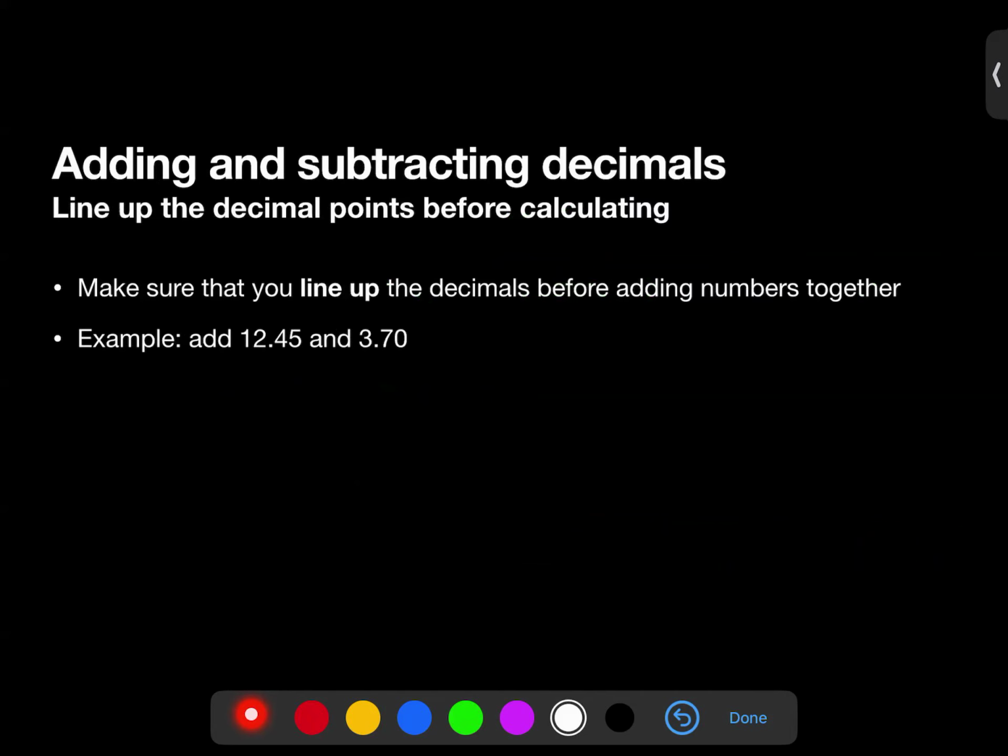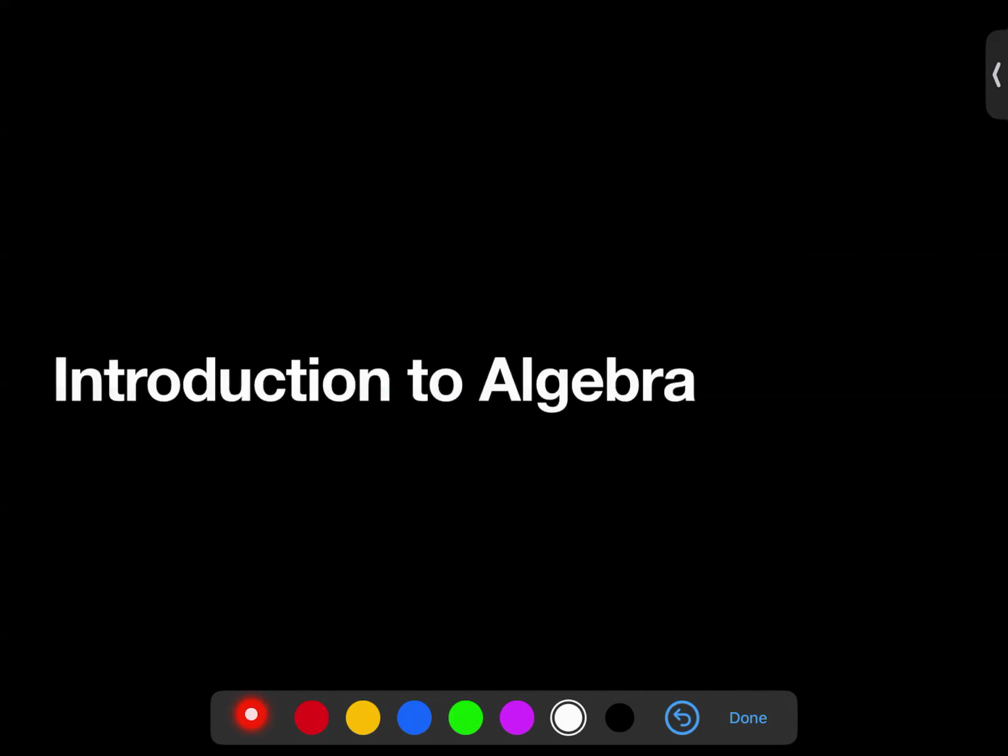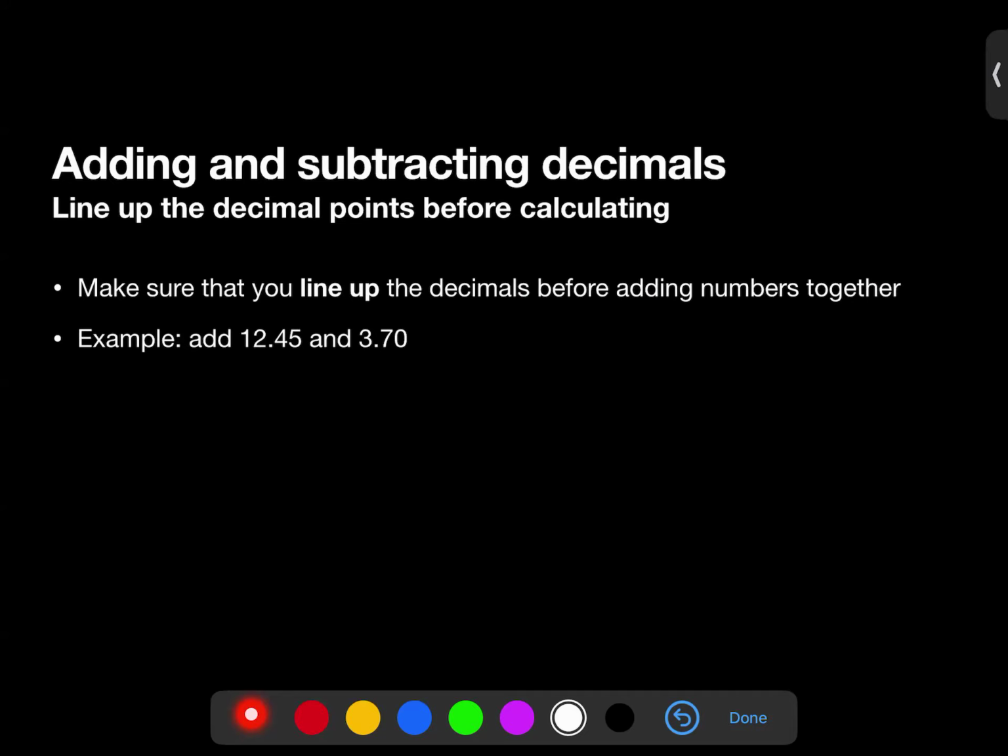So now the last topic that we will learn for today is adding and subtracting decimals. So adding together decimals and subtracting decimals. The most important thing to know before you start is that you have to line up the decimal points before calculating. So let me show you an example to show you what lining up means.